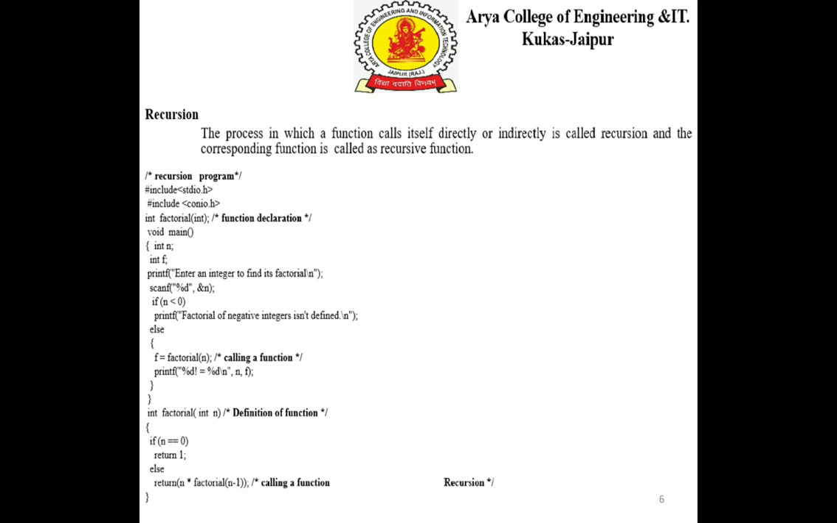Initially it is called with parameter 5. Now it will be called with 5 minus 1, 4. Likewise again 3, then 2, then 1, and then finally the result 5 into 4 into 3 into 2 into 1, 120, will be returned to the main function, and the recursion is over.